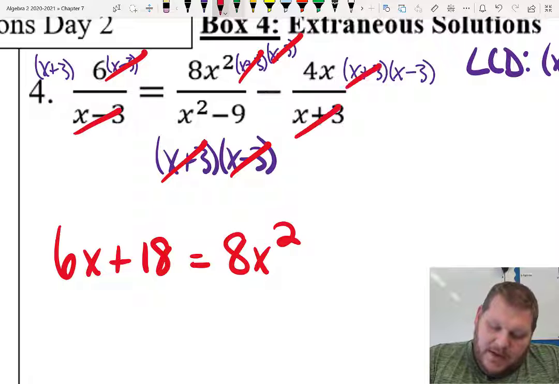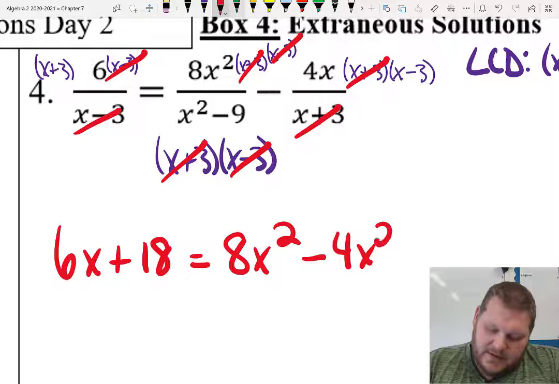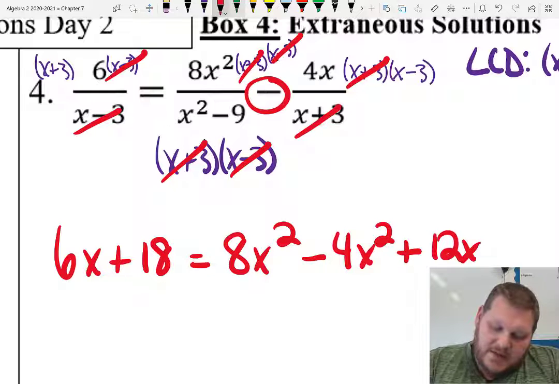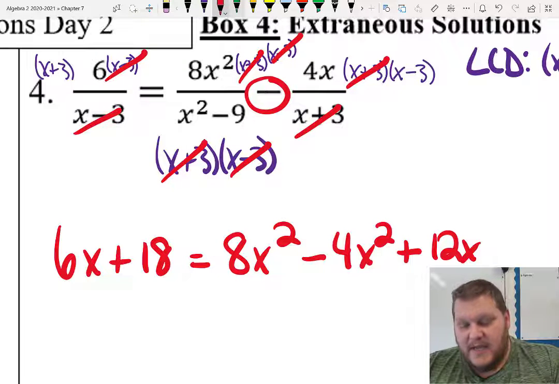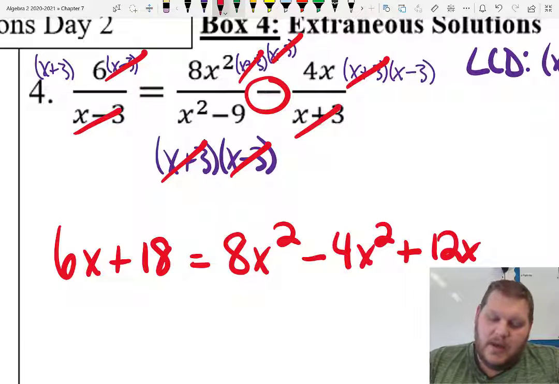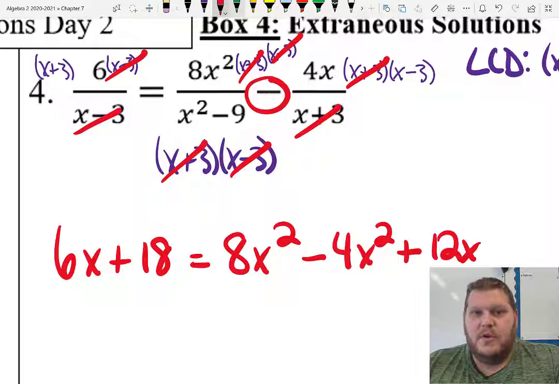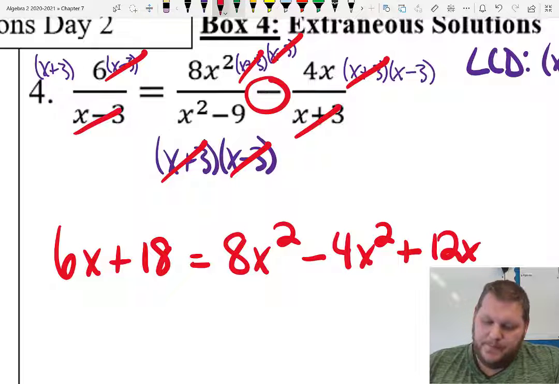And then over here, my x plus 3's cancel out, leaving me with 4x times x minus 3. So minus 4x squared, and this actually becomes a plus 12x, because of this negative sign that was here. This is really like a negative 4 times x, which is negative 4x squared, and a negative 4 times negative 3, which is a positive 12x.